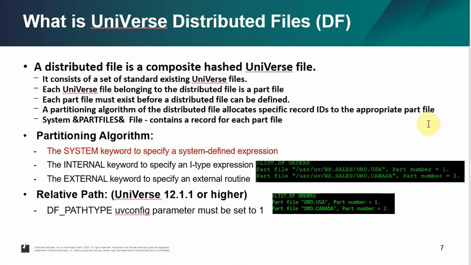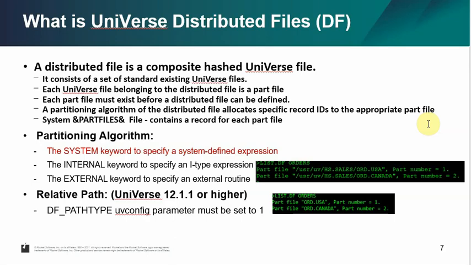Second, talking about the data type called distributed files, also called DF. So DF is similar to a metadata file, but it has an algorithm to specify which hash file the record will be located on. The idea is a set of standard UniVerse files, where each file belongs to this and is a part file. Each part file needs to be defined, and to find it you need to specify a partitioning algorithm in the file header.